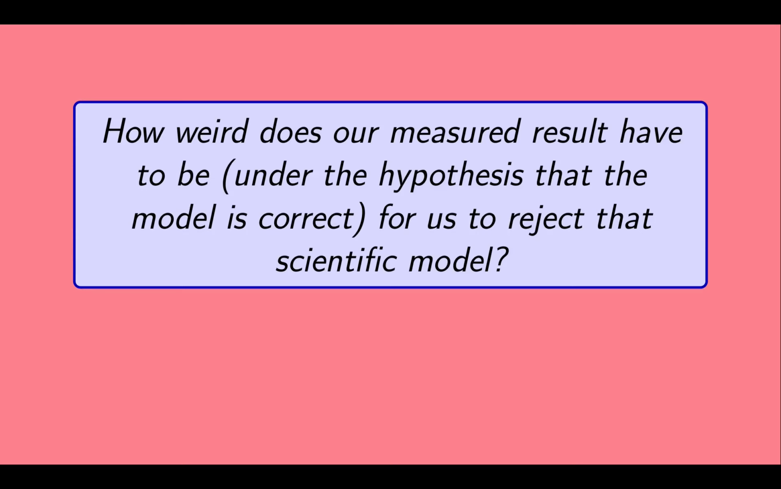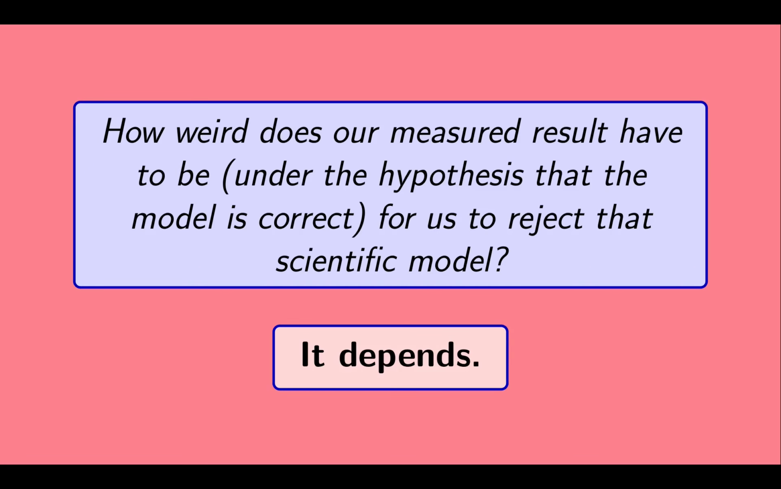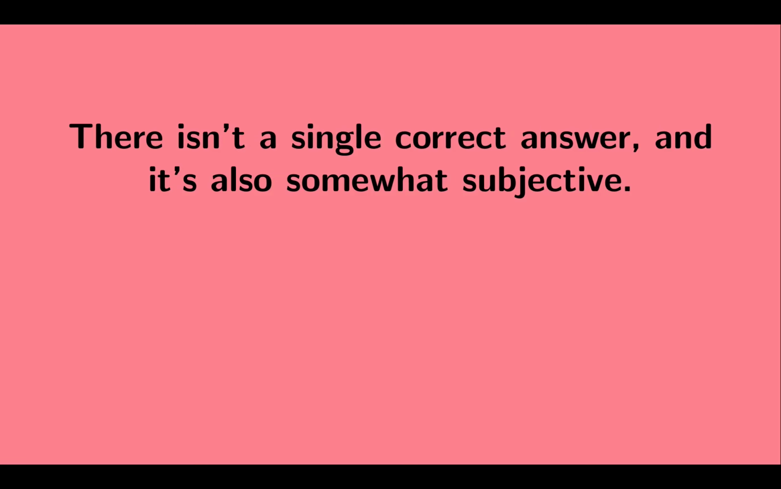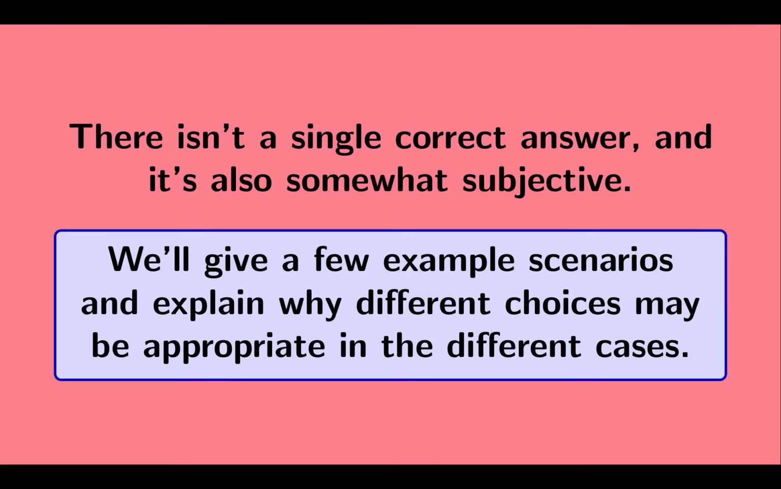Just how weird does our measured result have to be, under the hypothesis that the model is correct, for us to reject that scientific model? Well, it depends. There isn't a single correct answer, and the choice is also somewhat subjective. So, we'll give a few example scenarios and explain why different choices may be appropriate in the different cases.